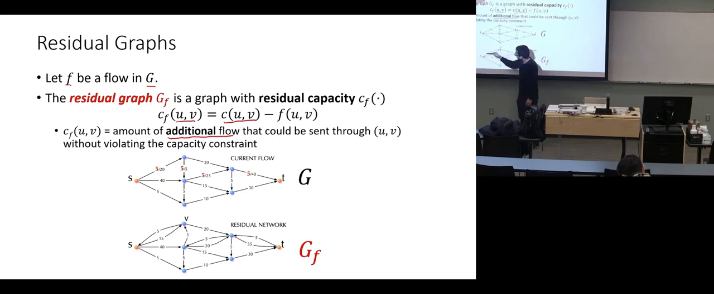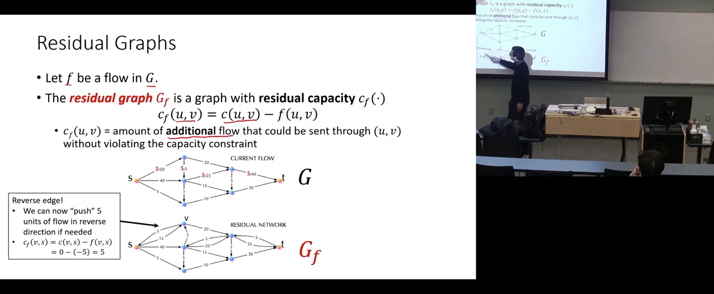But you see, I have this thing too, like an edge from V to S. Because now I could have sent flow in this direction by at most 5 units without violating the capacity constraint. So you have this reverse edge, because you now can push 5 units of flow in the reverse direction if needed. And it just fits this definition. The residual capacity from V to S is the capacity minus the flow. The capacity used to be 0. But what is the amount of flow from V to S? It's minus 5, because you send 5 from S to V, so the flow from V to S is minus 5. So this is 0 minus minus 5, which is 5.